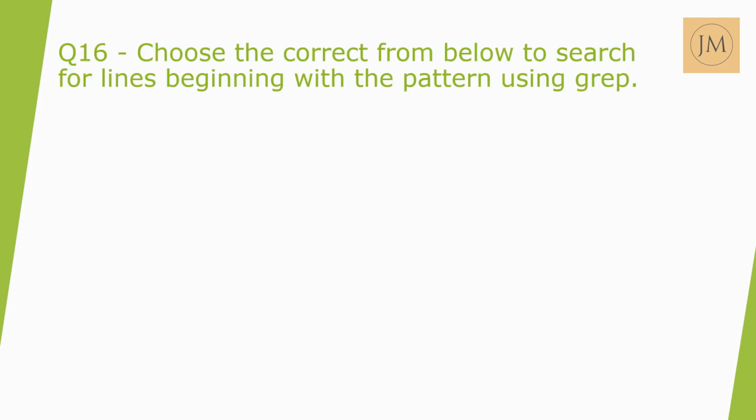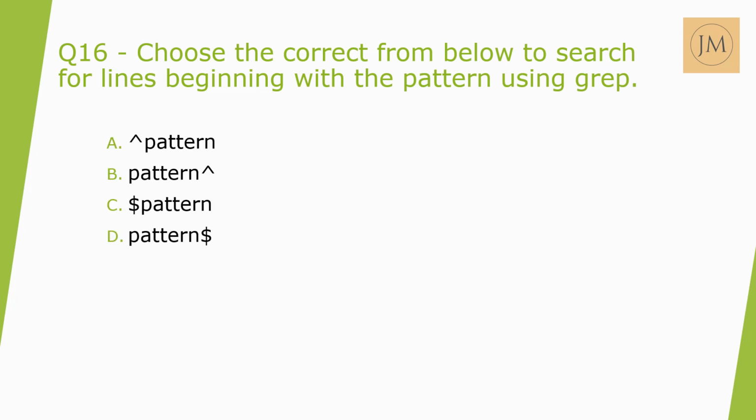16th, choose the correct from below to search for lines beginning with the pattern using grep. So we have the options A, inverted V pattern, B, pattern inverted V, C, dollar pattern, D, pattern dollar. So the answer here is A, inverted V pattern.